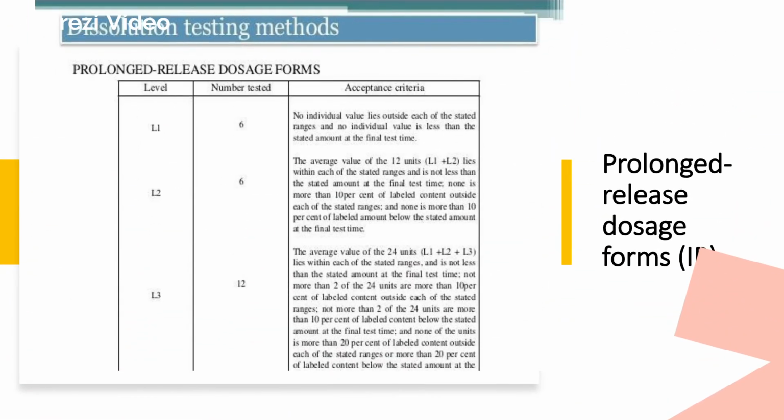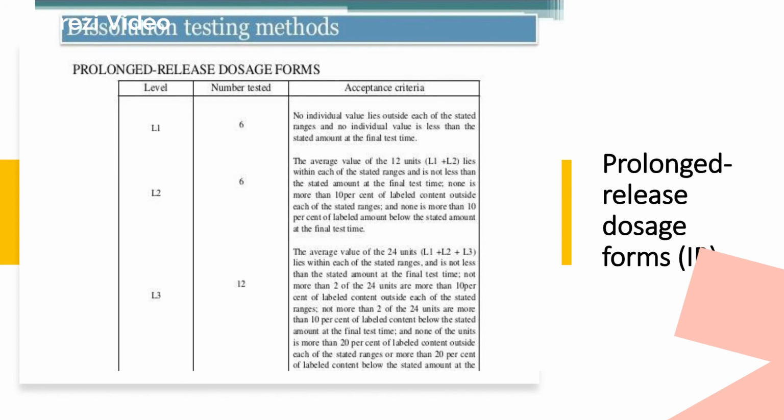Now this is for the extended release dosage forms, prolonged release dosage forms. In these, there are levels, not stages: level 1, 2, 3. Again, you are taking 6 tablets. In the first level, you have to see that no individual value lies outside each of the stated ranges, and no individual value is less than the stated amount at the final test. So whatever has been labeled, no unit is less than that. It is not containing therapeutic ingredient dissolved less than the specified amount.